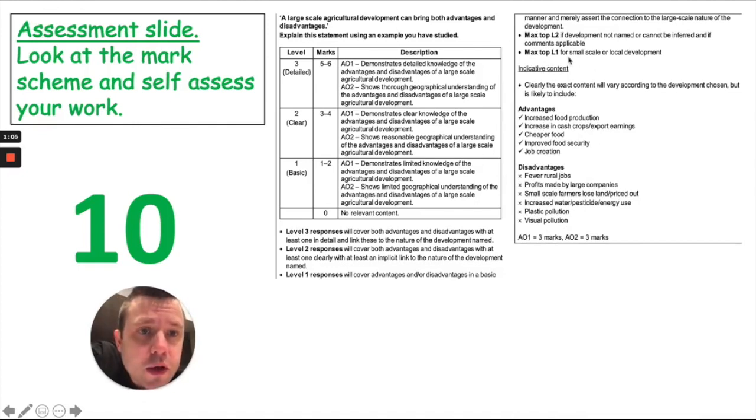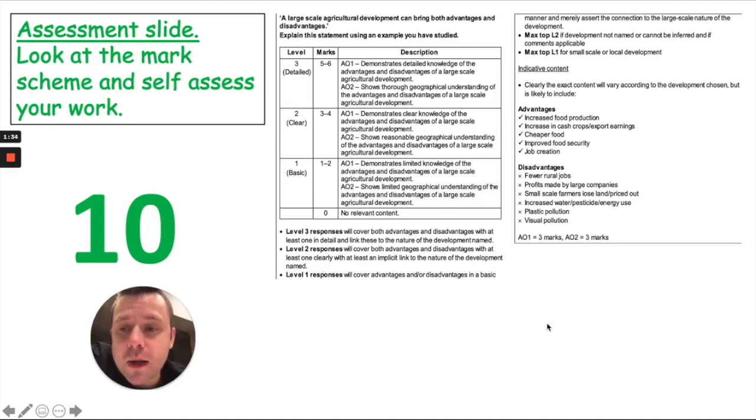Now, if you look at this up here, max top level 1 for small scale or local development. That means if you talk about sand dams and you do it well, you can still only score 2 marks maximum because it's asking for large scale. The sand dams in Kenya was a local scheme. And max top level 2 if development not named or cannot be inferred from your answer.